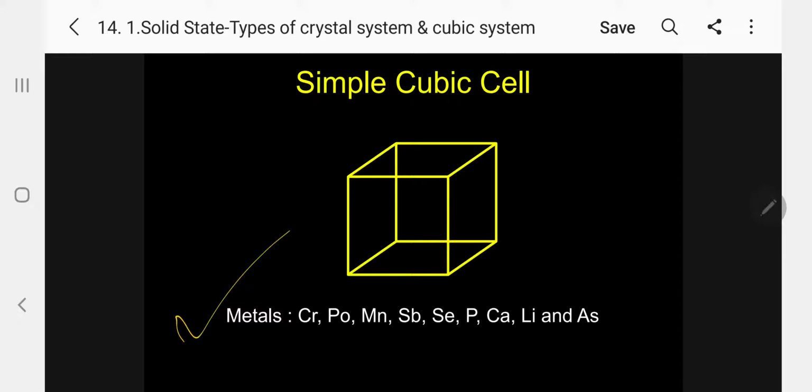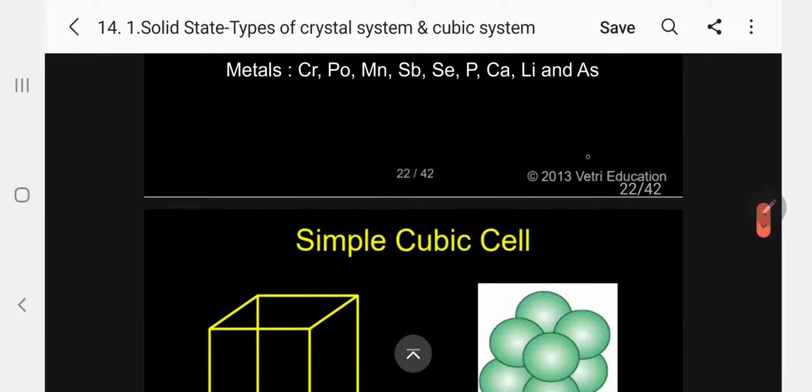Metals: chromium, polonium, manganese, antimony, selenium, phosphorus, calcium, lithium and arsenic, you have to memorize. They will form a simple cubic cell, because in the examination, questions are asked based on concept, and based on memory also. So this is a memory question. One among the following will form a simple cubic cell. One among the following will form body-centered. One among the following will form face-centered, they can ask. So I have given a collection from all books and even from the net also. So please memorize this example.